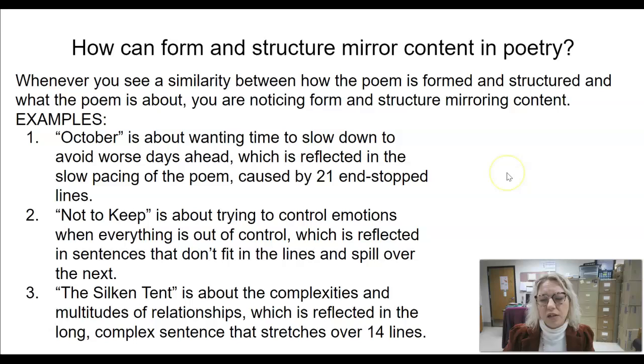How can form and structure mirror content in poetry? Well, we've done this a few times now, and so let's go over what we have already done. "October" is about wanting time to slow down to avoid worse days ahead, which is reflected in the slow pacing of the poem, caused by 21 end-stopped lines. Notice I didn't say represented or symbolized, because when we talk about symbolism or representing, it is a very different technique.